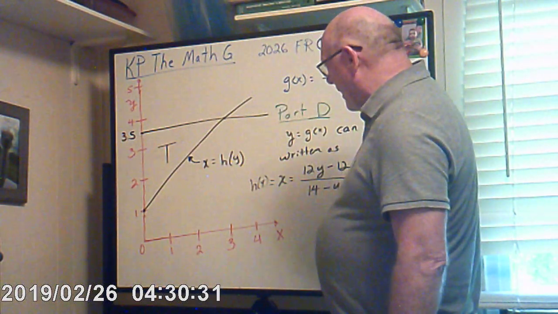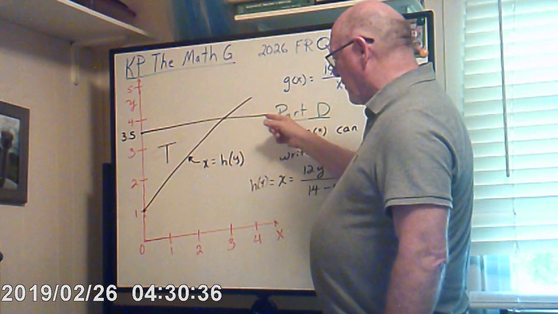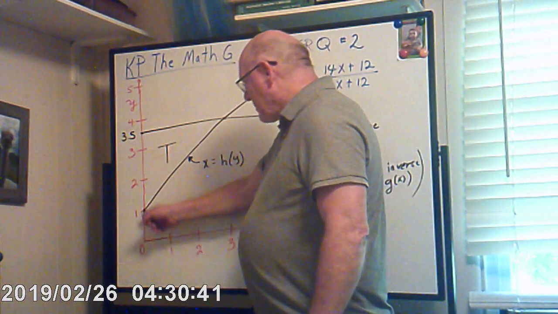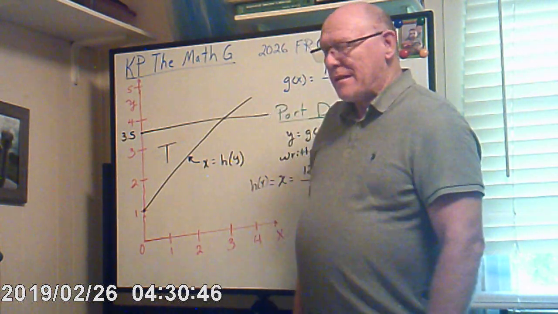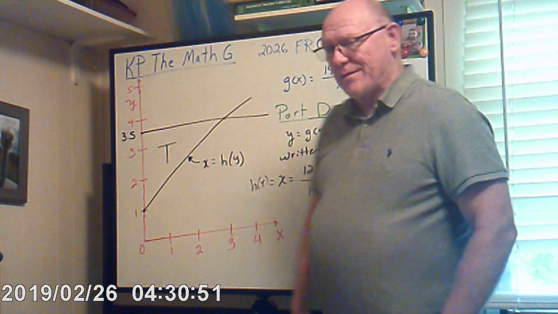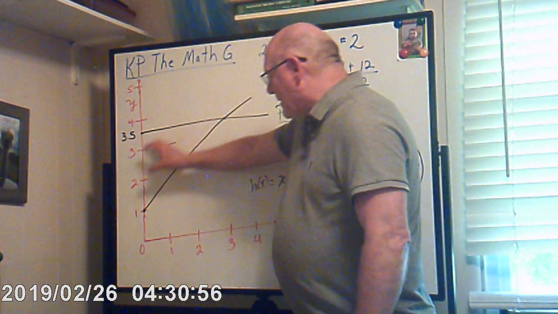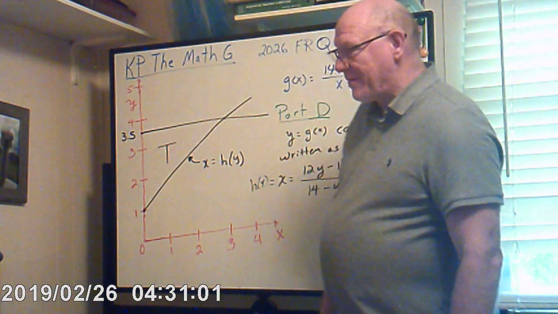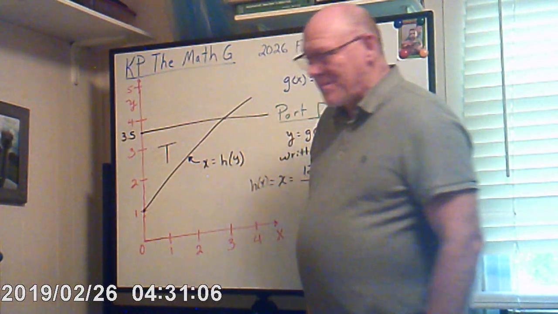It's bounded by the curve, the line y equals 3.5, and then the y-axis. We might say x equals 0 sometimes. The y-axis is x equals 0. The x-axis is y equals 0. So that's the region T. You have to get what the region is that's under consideration. It's fairly easy to see that this is the only region we're concerned about.